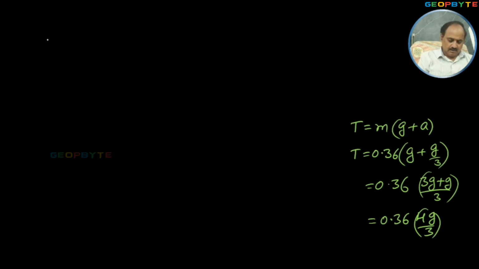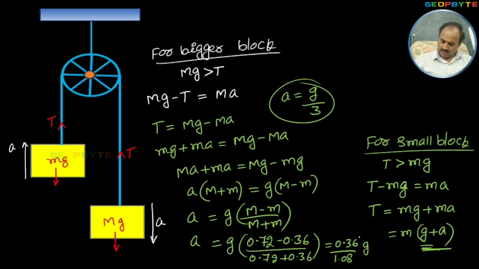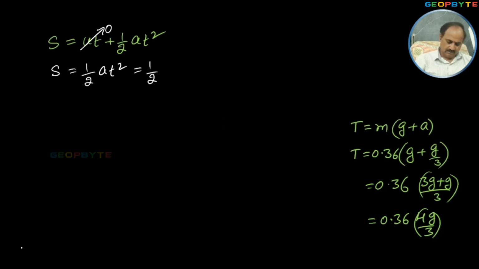Then for finding the work done, displacement is required. Displacement of the block of mass 0.36 kg equal to ut plus half a t square. It is given that the block is starting to move from rest. u equal to 0, s equal to half a t square. So it is equal to half into a, look at the a value. a value is g by 3, into t, 1 square. It is g by 6.